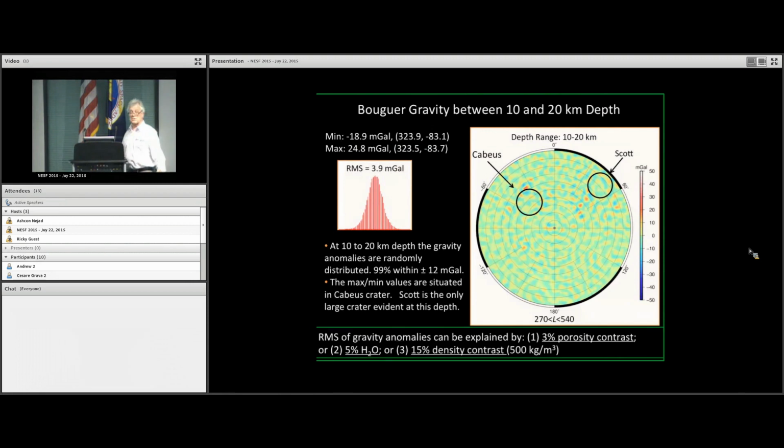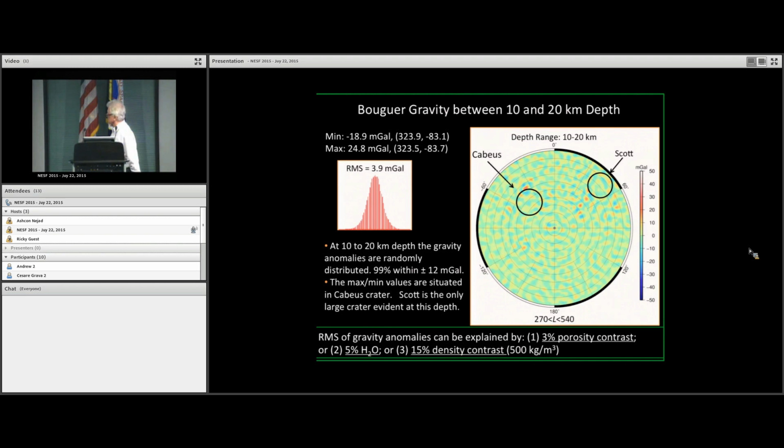So this is actually the top 10 kilometers. Sorry, 10 kilometers below the surface, then it's a 10-kilometer block, okay? And so we're looking at, if you can see it here, all these little blues, little reds, little blues, etc., or yellows, I should say. And the RMS across it is only 3.9 milligals, a very small amount. The maximum is about 18, minimum 18, 20, and it's in this region. This is Cabeus, this is Scott Crater.